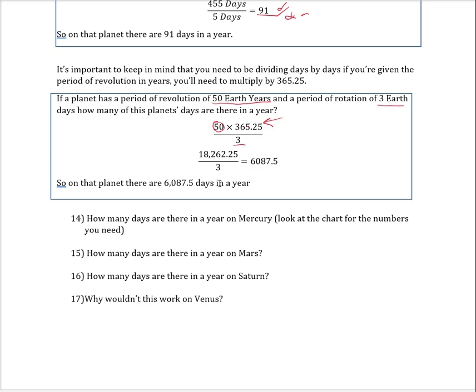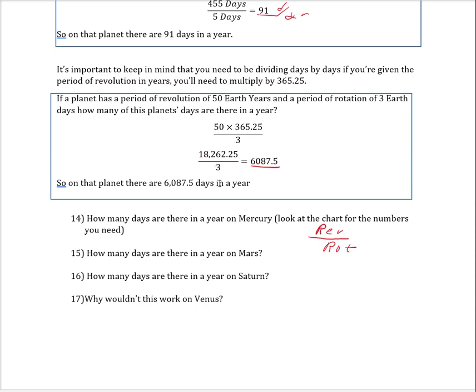But I needed to do that multiplication first. If I just divide 50 by 3, I'm going to get a number, but it's going to be the wrong number. So make sure that you're dividing days by days. Now, how many days are there in a year on Mercury? Just look at the chart, and once again divide the period of revolution by the period of rotation.